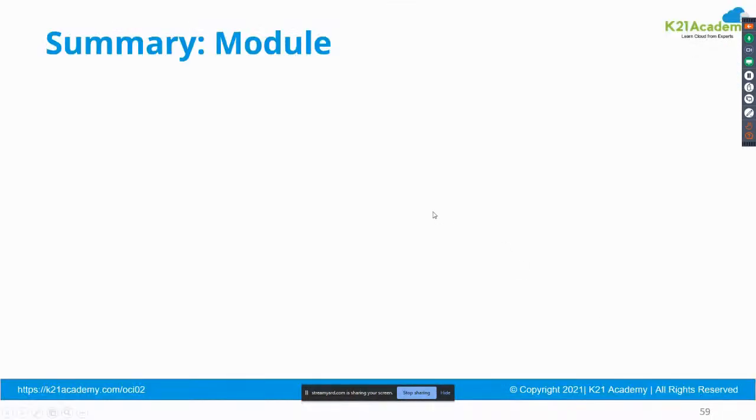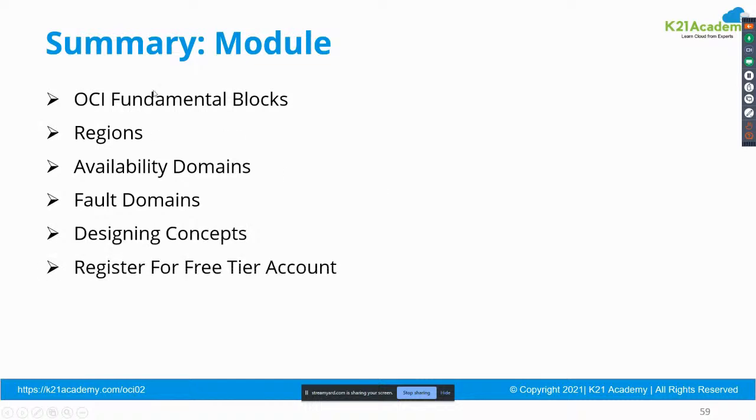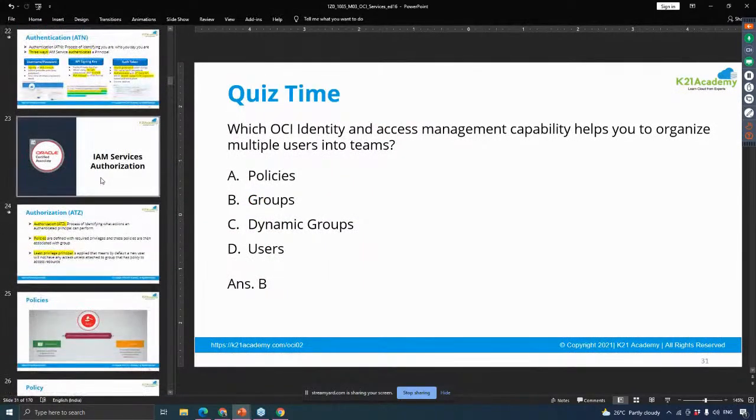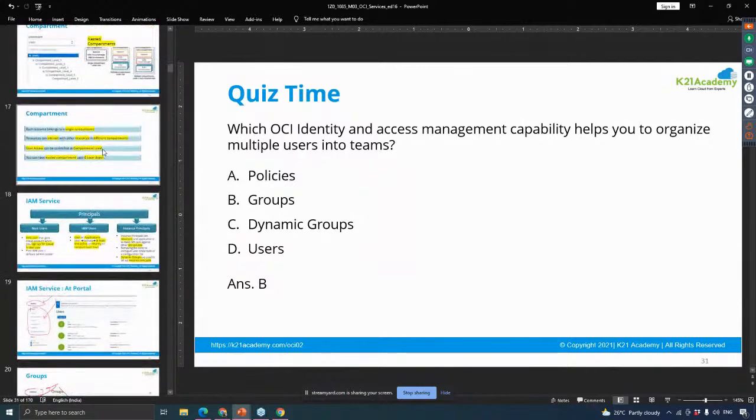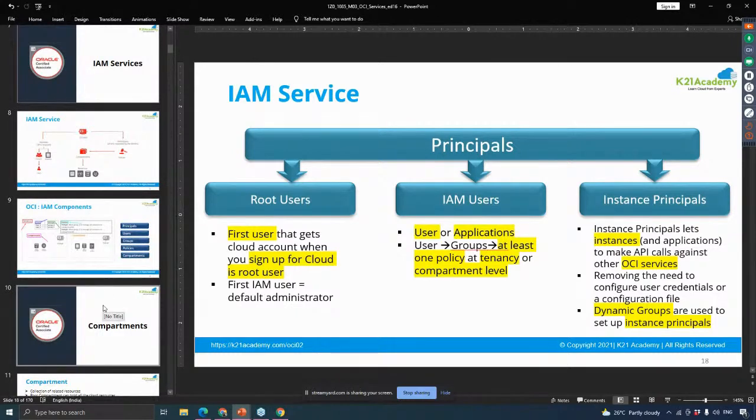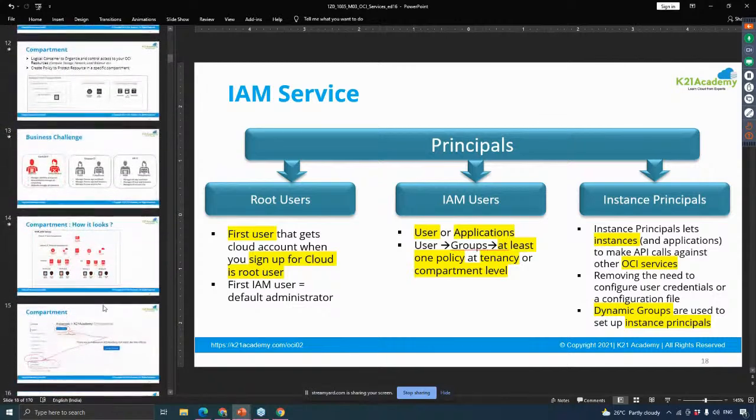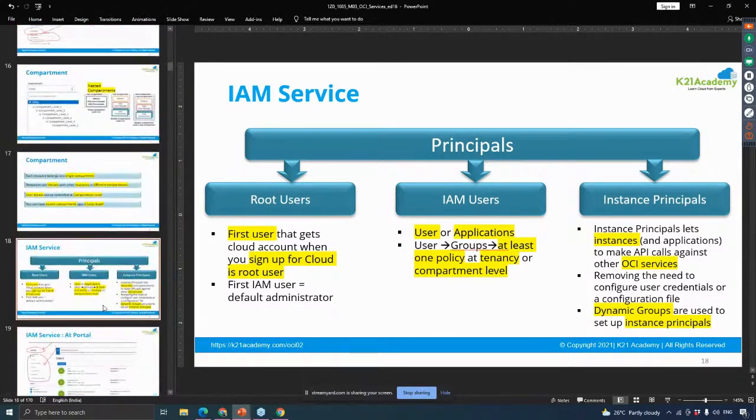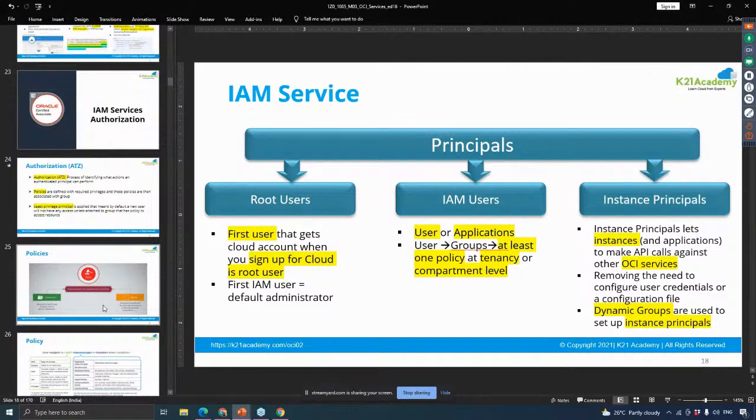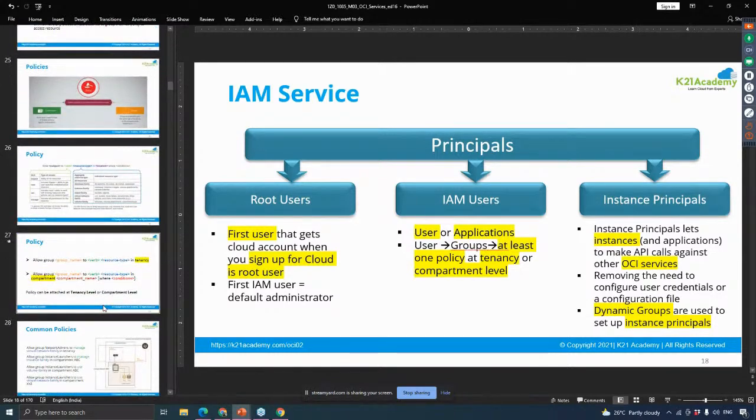We have covered today the fundamental blocks of Oracle Cloud Infrastructure: the region, the availability domain, fault domains, and we have seen the design concepts as well, and various ways in which you can access Oracle Cloud Infrastructure. Then on the service portion, we have moved on and seen a closer look at our identity and access management services. We have talked about compartments, user groups, and policies, and the ways you can authenticate your user in Oracle Cloud, and we have touched base on instance principals and dynamic groups as well.